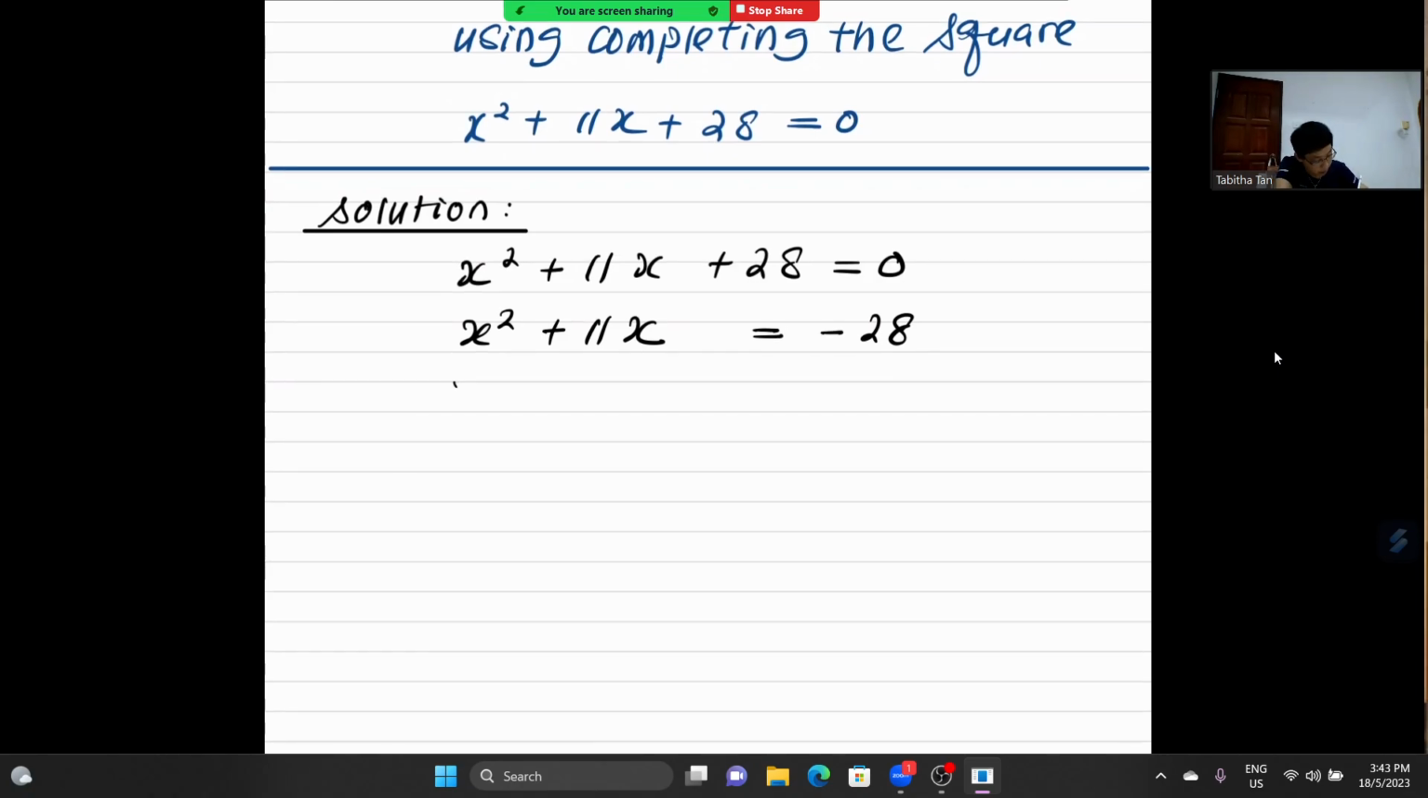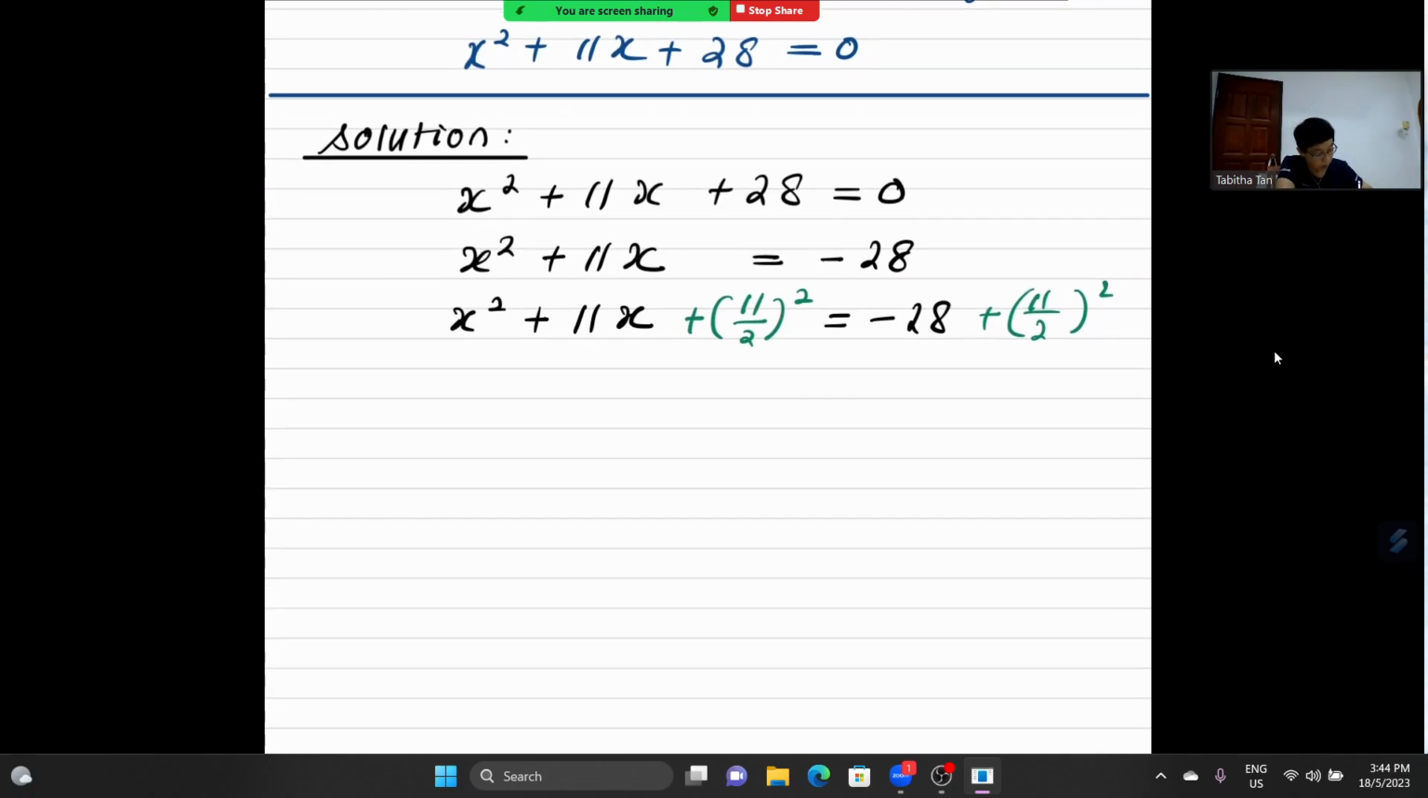Now we shall start completing the square, and as we have learned before, completing the square is always focusing on the b divided by 2. So we're going to take the 11 divided by 2. Therefore, just to indicate, we add an extra element on the left hand side, 11 divided by 2 squared, and then we shall also add the same element on the right hand side to maintain the value of the equation.